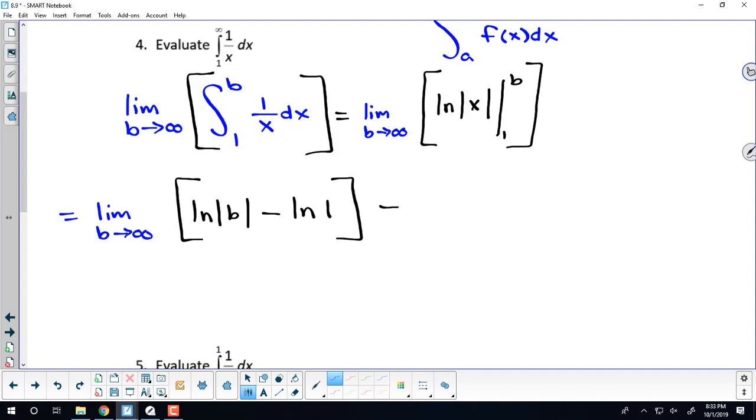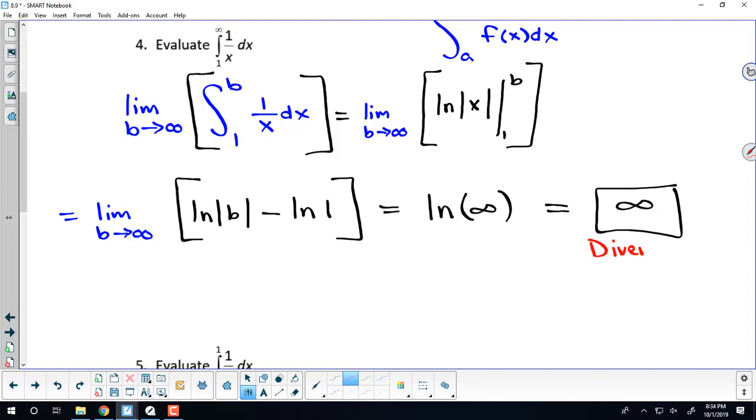Natural log of 1 is 0. As b approaches infinity, symbolically what we're looking at is the natural log of infinity. It's positive, so as the argument approaches infinity, the natural log approaches what? Infinity. But it's slow. So that integral, we would say, diverges. It's infinity. It's not a real number. The integral diverges.